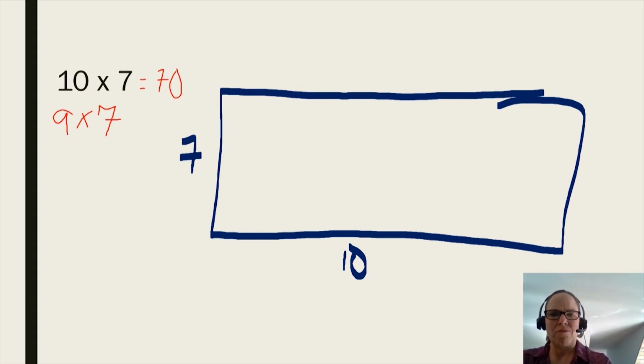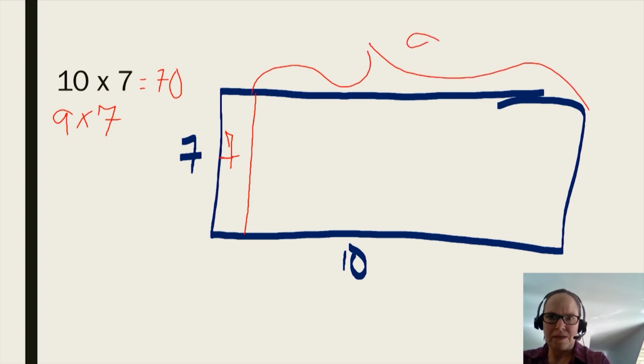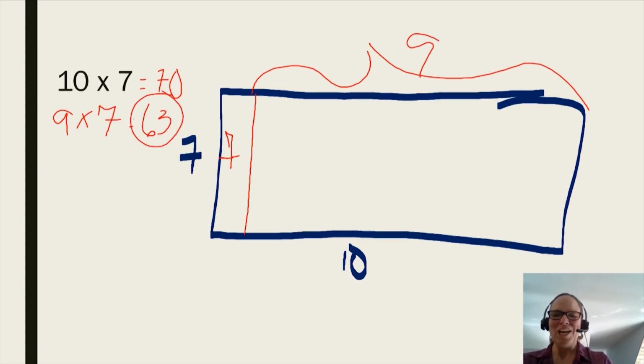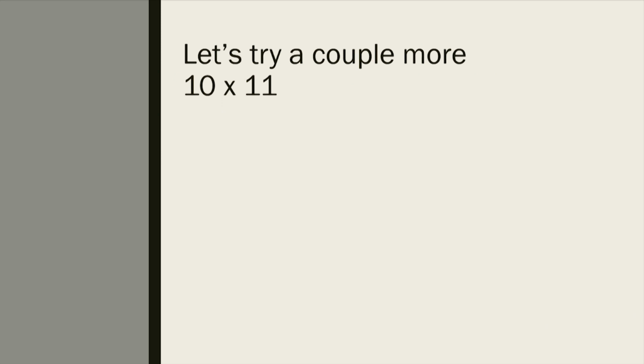We're going to take one away here because we want to know how many 9 groups of 7 is. So if we're going to take away 7, what do we get? Did you get 63? If you did, you are correct. All right, let's try a couple more and then we'll be done for today. Let's look at 10 times 11.